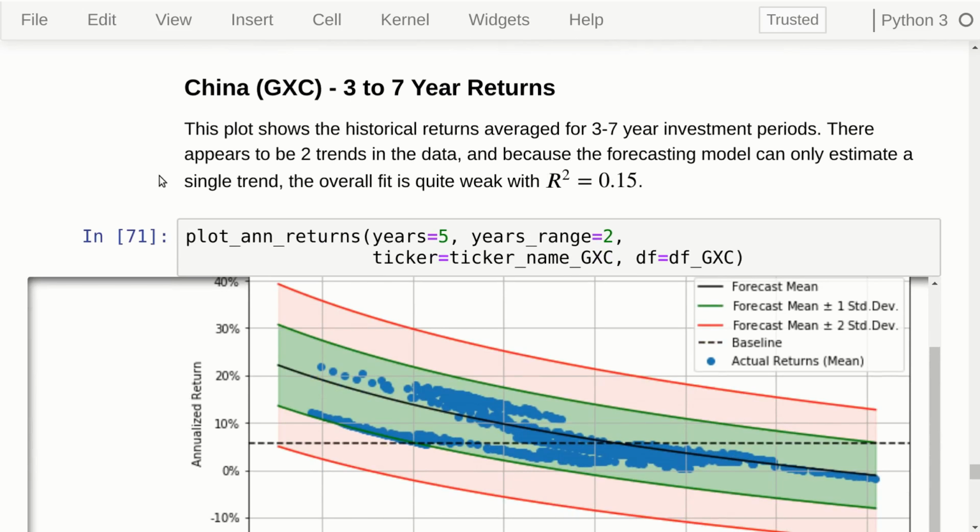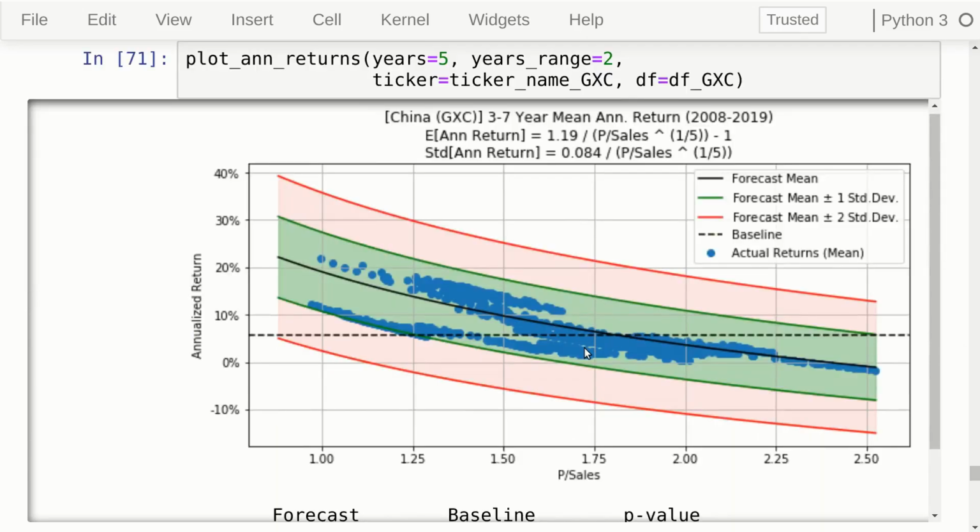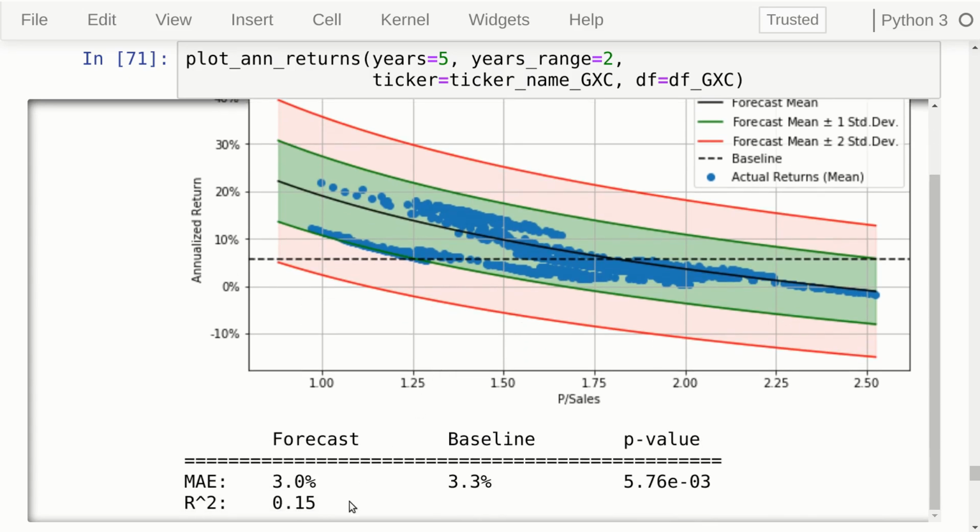We can try and smoothen out the effect of bubbles and crashes, by considering all 3 to 7 year periods and taking the average annualized returns of those. And then we get this plot here, and it looks like it is kind of forking or splitting so that there is a trend line here, which the forecasting model has fit quite well. But then there is another trend line down here, which has a poor fit. So the overall R-squared value is only 0.15.